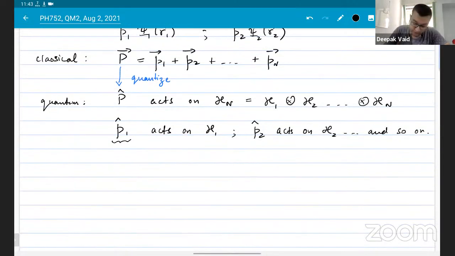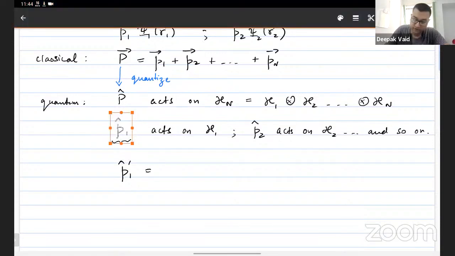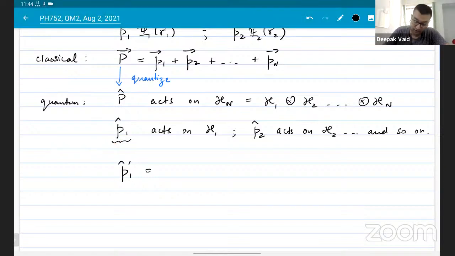So I'm going to write it down first. I'm going to write it with a prime to distinguish it from this one, because this operator is a single particle Hilbert space operator. So P1 prime is P1 tensor identity, tensor identity, tensor... You follow?